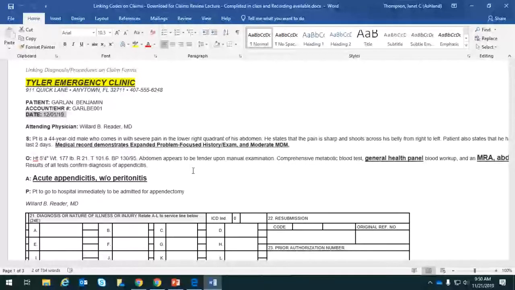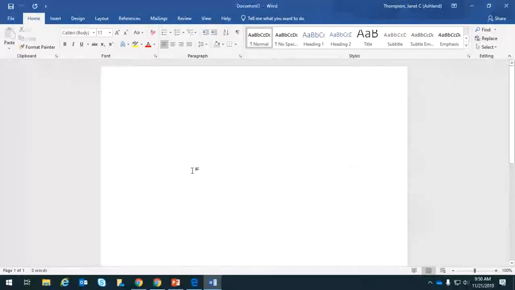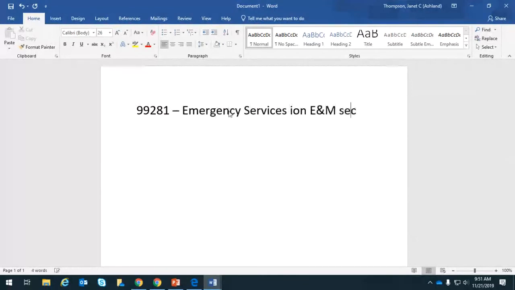All right, so first things first, we need to look at the procedures. We have an emergency department visit. So in your E&M section of your book, you need to find where emergency department codes begin. And let me turn to it myself. So I'm just going to pull up another document here. It's going to start at code 99281, emergency services in the E&M section. So that's the section we want to turn to.